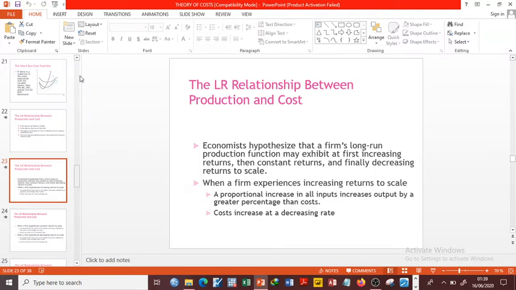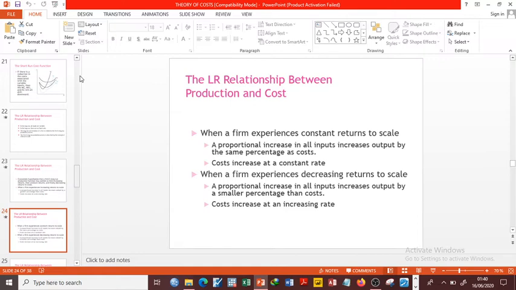And increasing returns to scale is a very good situation, a very good position for any farm or for any business, right? And with increasing returns to scale, the output will be increasing, but the cost will be decreasing, right? Isn't that a good position for a farm? Yes, it is.